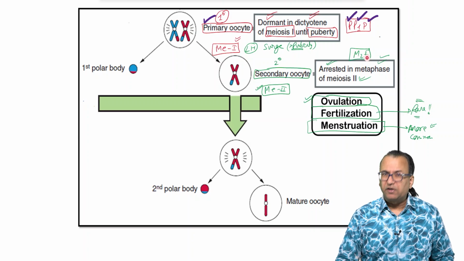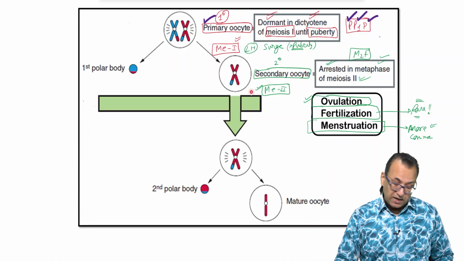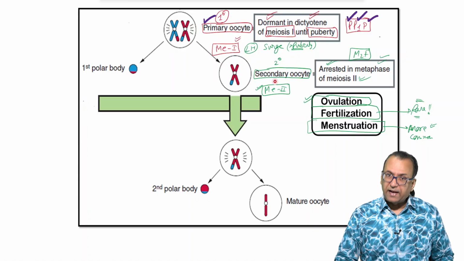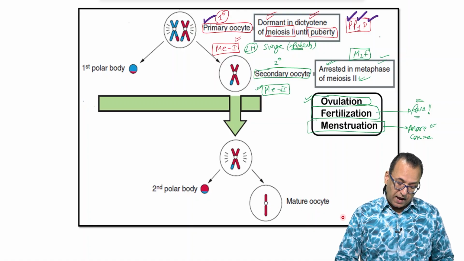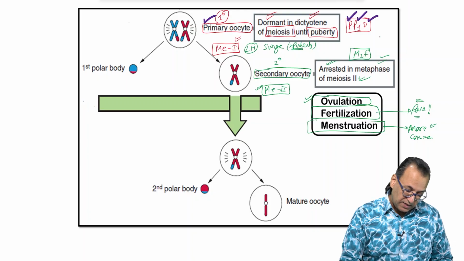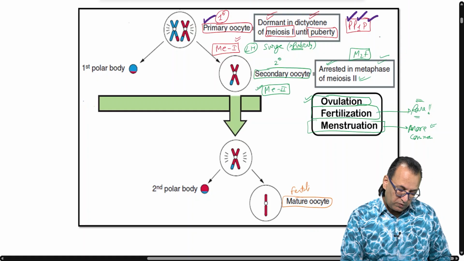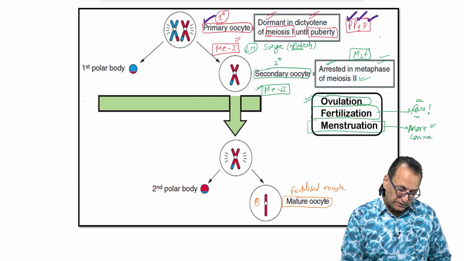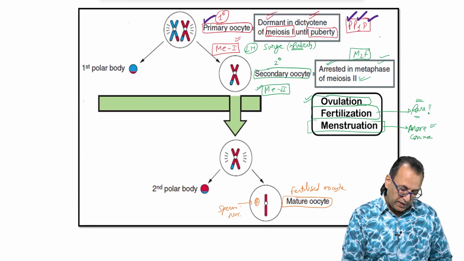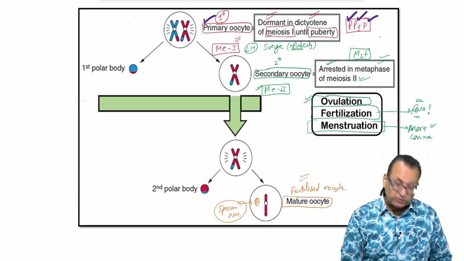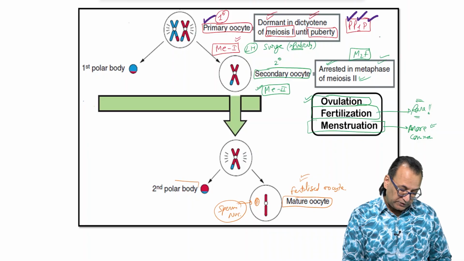Your answer is secondary oocyte arrested in meiosis 2, metaphase 2, and it can move further only if there was fertilization. Now let us say sperms were available and there was fertilization. What will happen next? Next it will move into anaphase, telophase and give this cell. And what is this cell? This is the mature oocyte, which is actually a fertilized oocyte. Why would you say it is a fertilized oocyte? Because you will find the sperm nucleus in the cytoplasm. Along with that is the release of the second polar body.